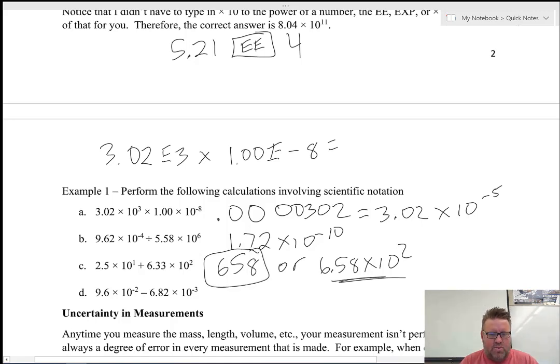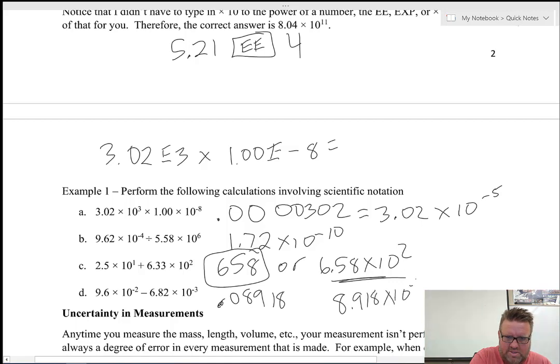And then we've got 9.6 times 10 to the minus 2nd minus, use the subtraction button there, 6.82 times 10 to the minus 3rd. Again, 0.08918, or 8.918 times 10 to the minus 2nd.